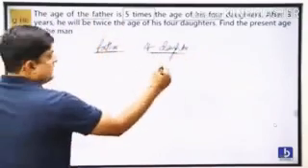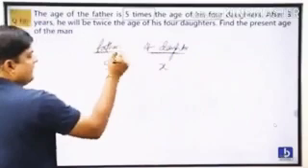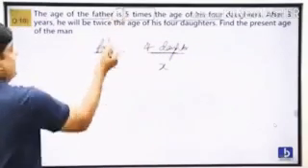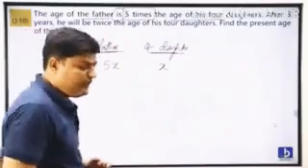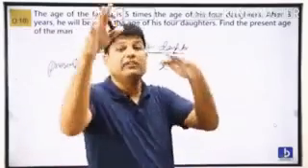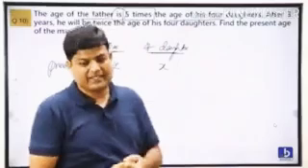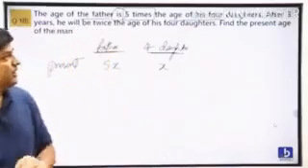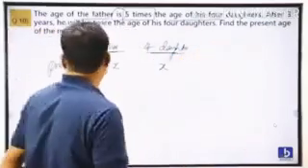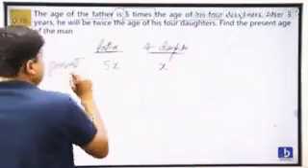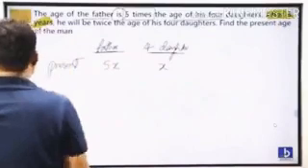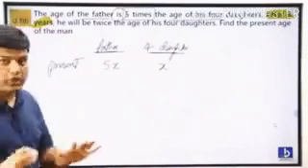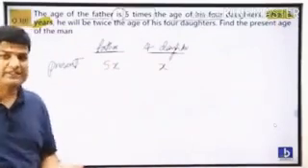5 times x, 5x. What did he tell? Present age of the father is 5 times, not 3 years more than 5 times. There's nothing, just 5 times, not like the previous question. After 3 years. Now, listen everybody, after 3 years, stop there only. Don't read what happened after 3 years.